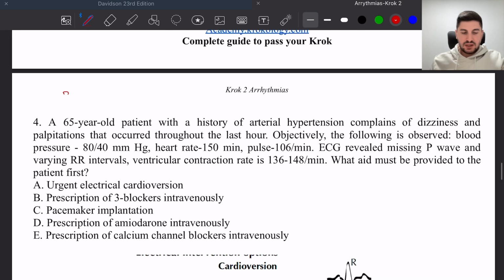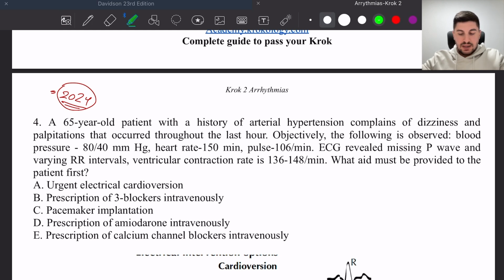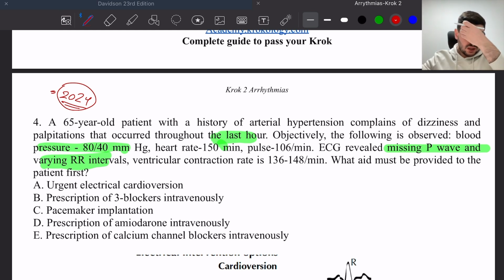And the last question we have today for atrial fibrillation treatment is from the 2024 booklet. So the booklet that was 4 months ago, the latest Krok 2 booklet. Here we see the patient has a history of hypertension, and dizziness and palpitation occurred throughout the last hour. The following is observed: blood pressure 80/40, heart rate 150. So here we see that the patient, during the last hour, so it's an acute condition, has low blood pressure, so it's an unstable patient. ECG revealed missing P waves and varying RR intervals. So this is atrial fibrillation. Contraction rate of the ventricles 136, 148. What aid must be provided?